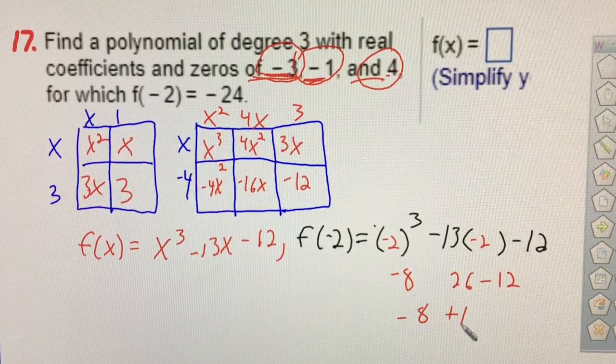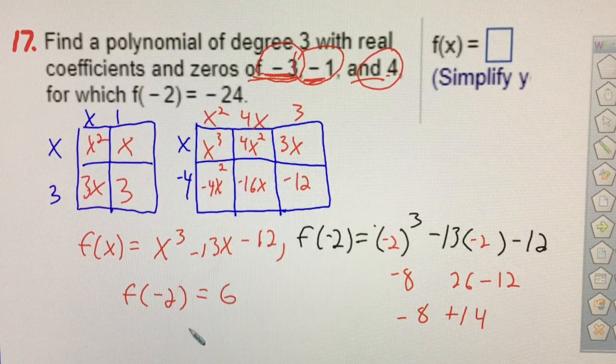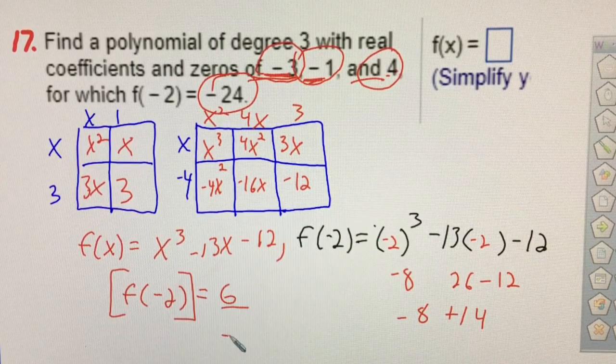Negative 8 plus 14 doesn't give me 24. Negative 8 and 14, minus 8, actually gives me 6. So f of negative 2 equals 6. But it wants it to equal negative 24. So what do I have to multiply this by in order for that to equal negative 24? And the answer, I believe, is negative 4. Because negative 4 times 6 equals negative 24.